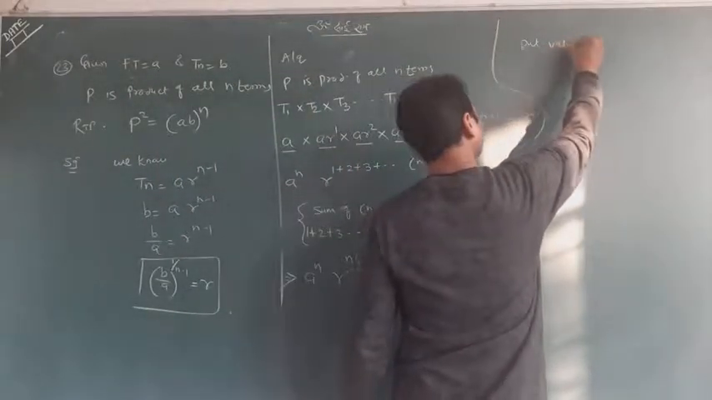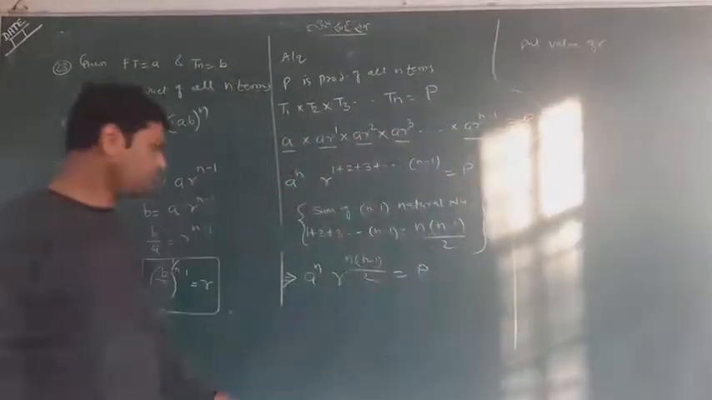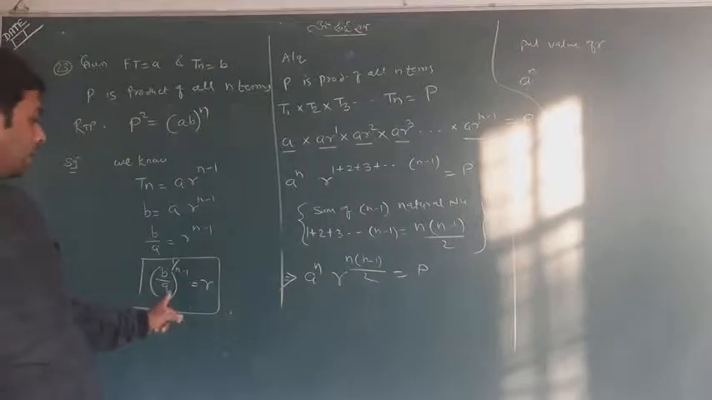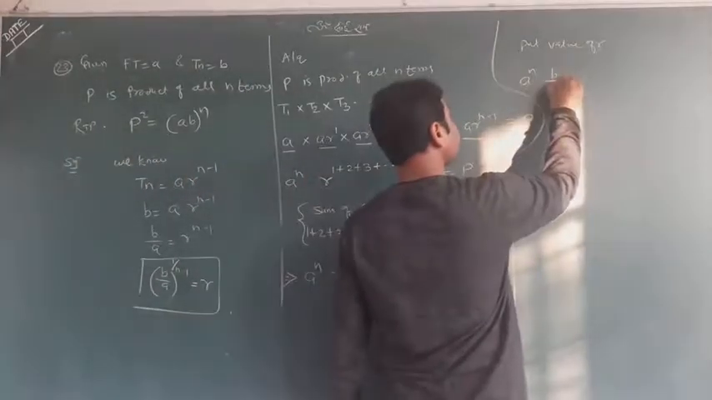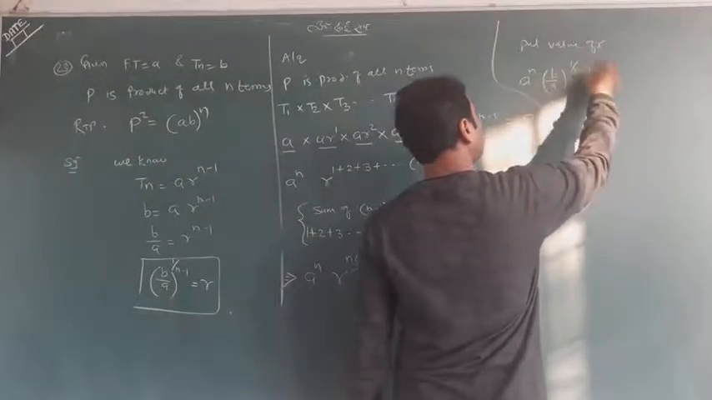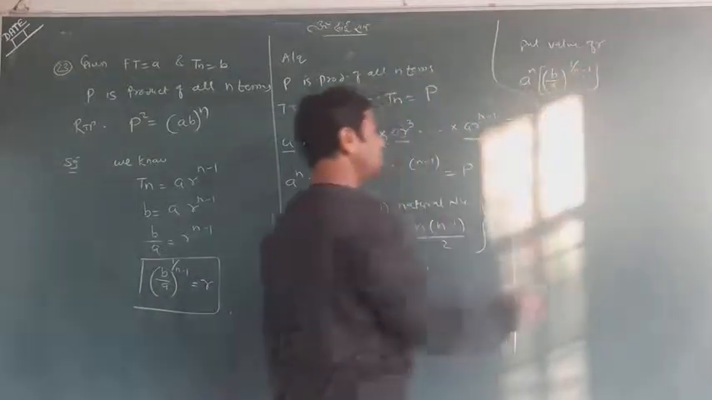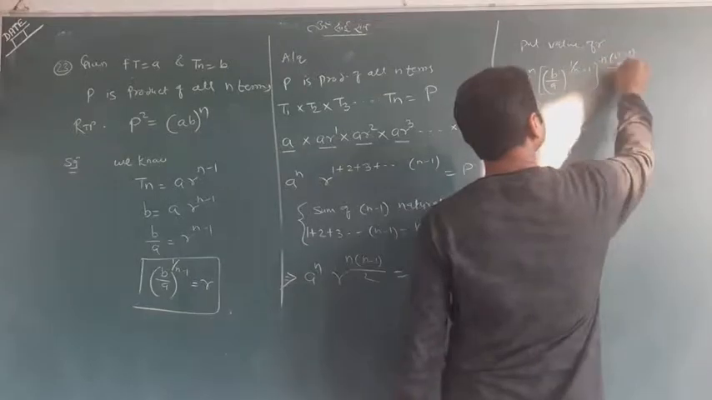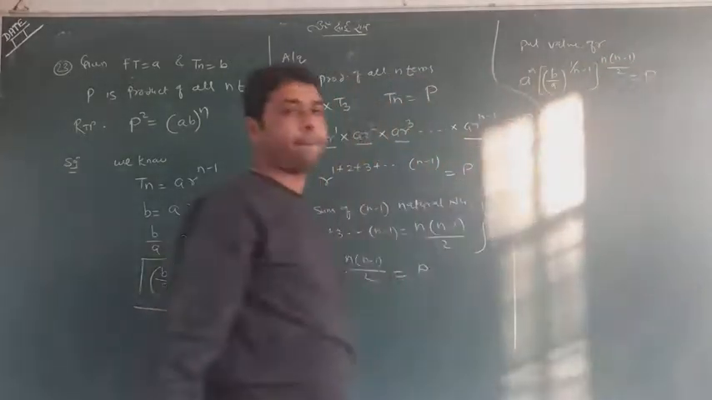Put the value of r. What will be there? a to the power n. The value of small r is equal to (b upon a) to the power 1 upon n minus 1, and the whole to the power n minus 1 by 2 is equal to p. This is done.